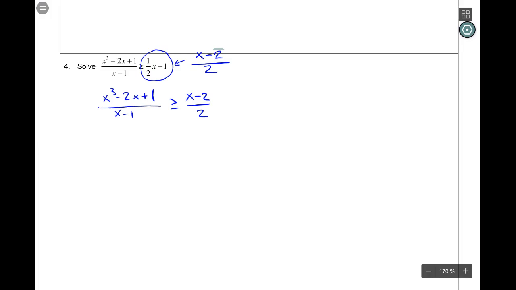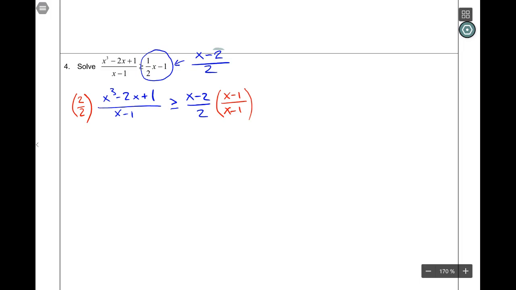I want to try and avoid, if at all possible, having to multiply or divide by something that I don't know if it's negative or positive. So what I'm going to do is I'm going to multiply both sides of the left-hand side by 2 over 2, and both sides on the right by x minus 1 over x minus 1. So what's my goal here? My goal here is to get a common denominator on both sides of the inequality.